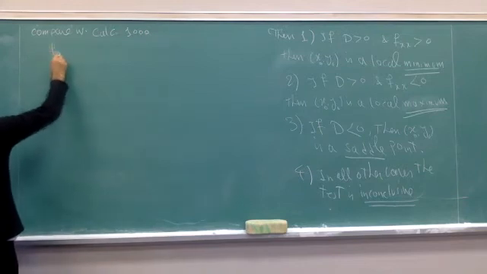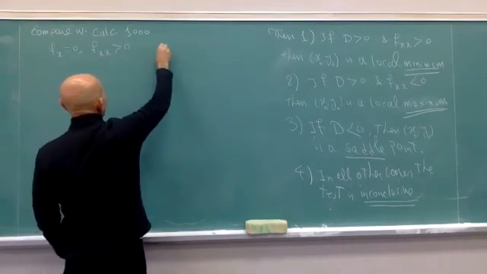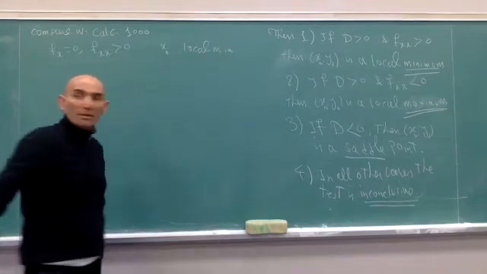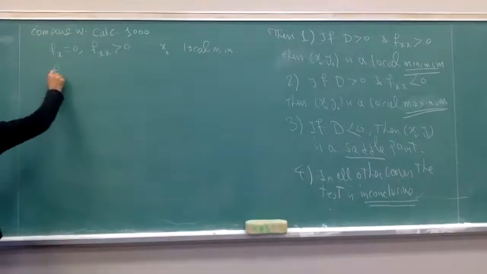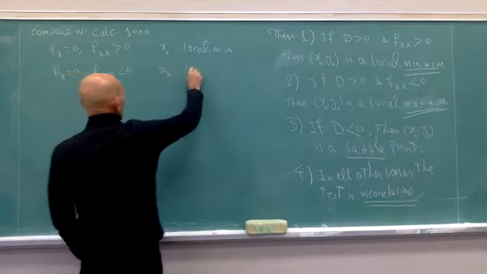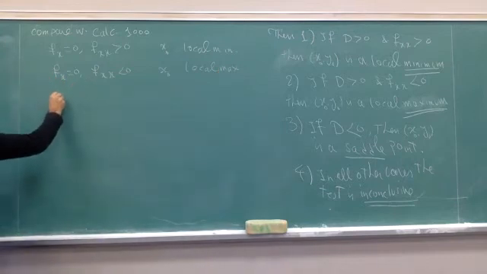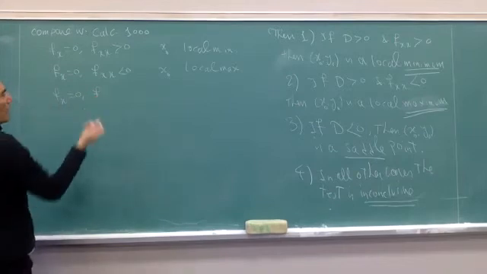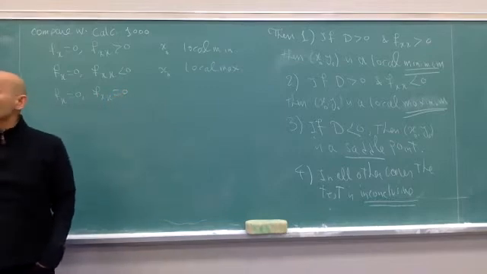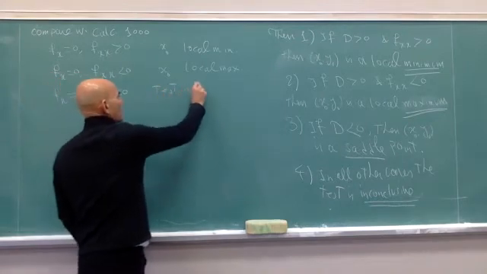So what was that? We had f_x equal to 0 and f_xx positive, then x0 is a local min. Remember? We had that. f_x equal to 0 and f_xx negative, then x0 is a local max. The only case that remains is that f_xx is equal to 0. But in this case, the test is inconclusive.